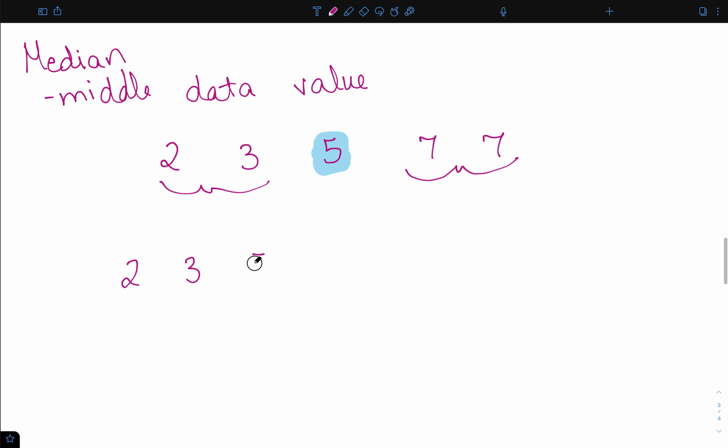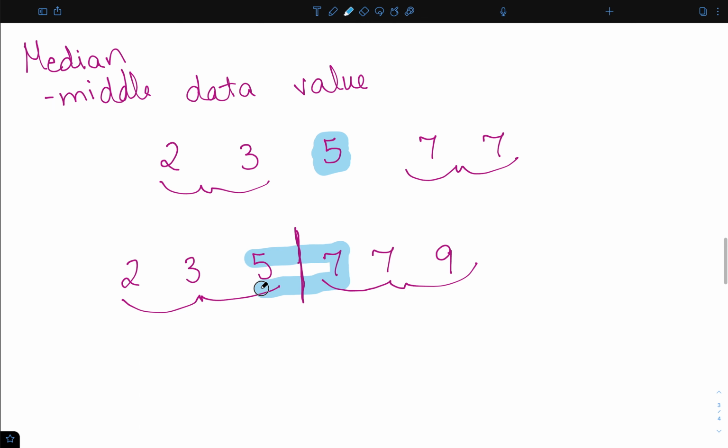On the other hand, if I were to add an additional data value to this set, let's say 9, we now have an even number of data values. This time, you can see that there's not a number in the middle. I can draw a vertical line here that would put 3 on the left and 3 on the right. So in this case, we take the 2 numbers that are closest to the middle, 5 and 7, and we find the number halfway between them. Halfway between 5 and 7 is 6. So in this case, the median is 6.